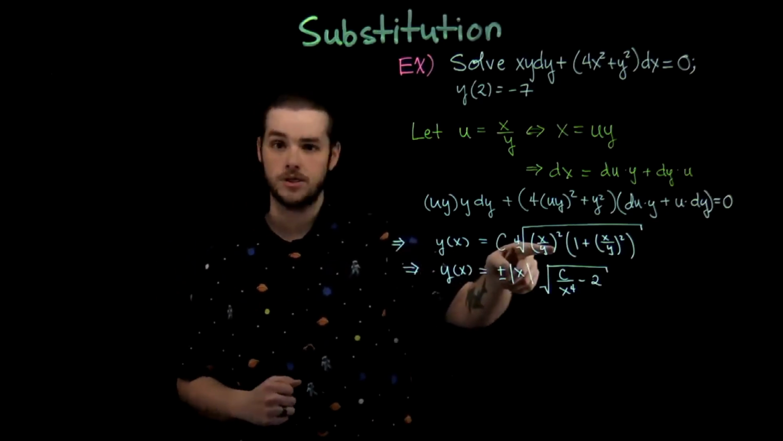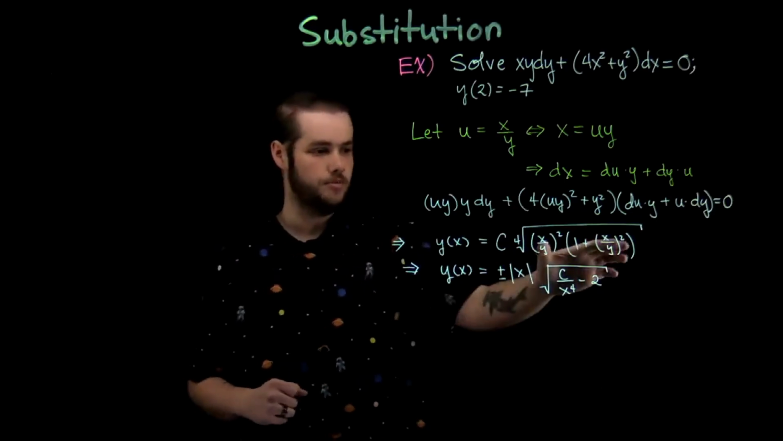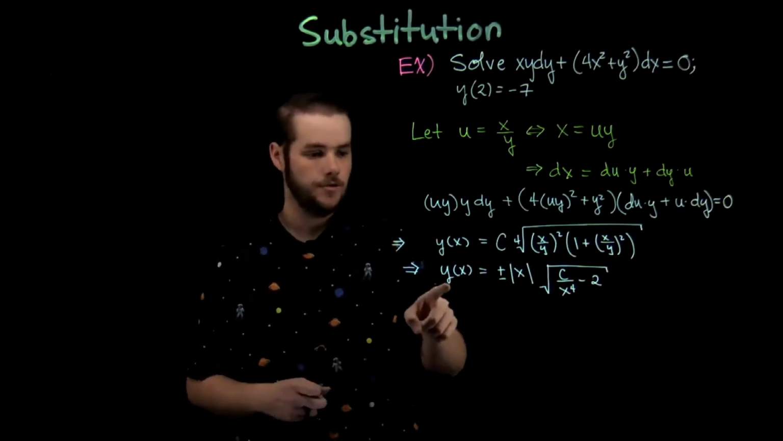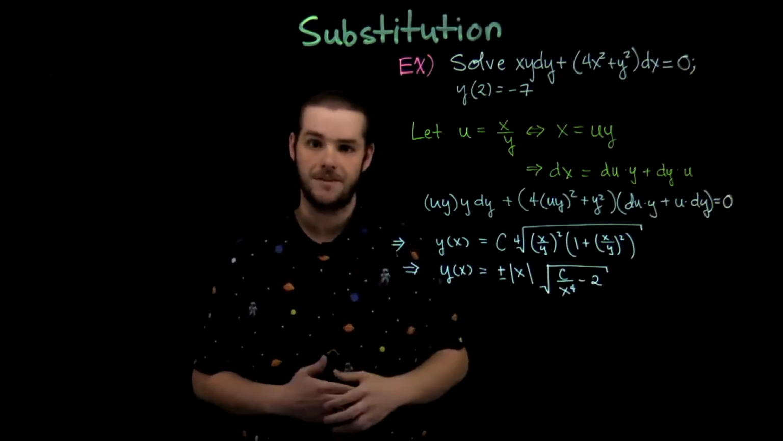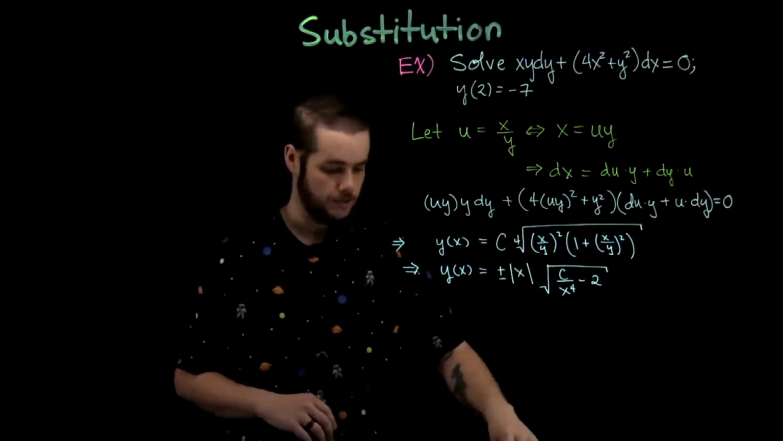Well, here we are, solving this equation for y. I first plugged x and y back in for u, right? Remember, u was x over y, so I plugged that back in, and then I've isolated y from that equation. And you'll notice I have solutions of this form. Last thing I need to do is apply that initial condition that we were given.